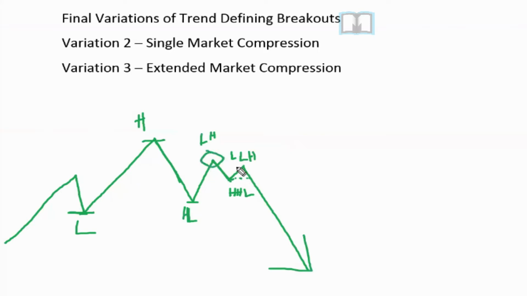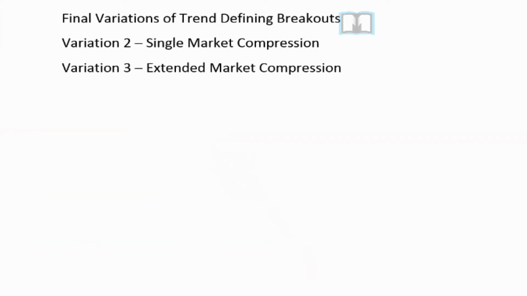So all we're doing compared to the single market compression is we have multiple swing highs and swing lows, which continue to compress before a breakout to the opposite side, in the opposite direction from which we started. So let's do this for a downtrending market, which would define a breakout to the upside.